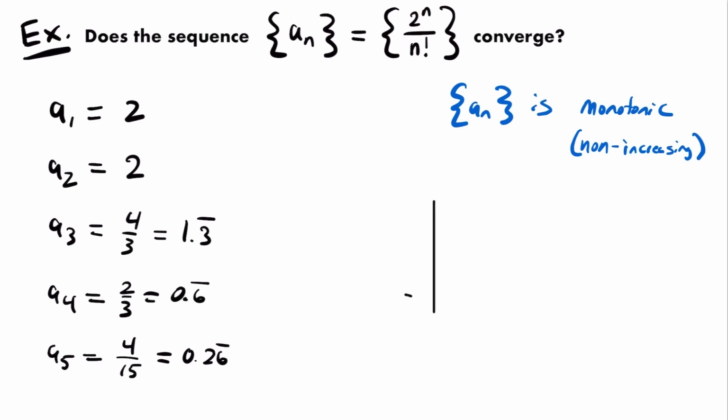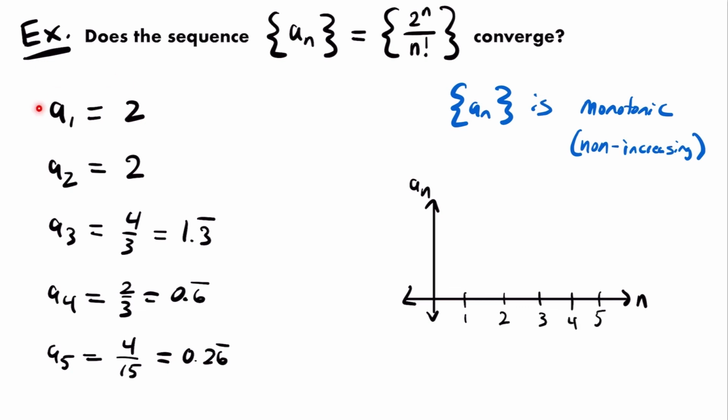Okay, so let's graph our terms here. Remember that the horizontal axis are the values of n, and the vertical axis will be the value of our terms, a sub n. And we have 5 terms to plot. So we have n is equal to 1, n is equal to 2, n is equal to 3, 4, and 5.